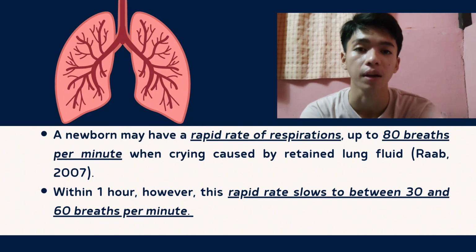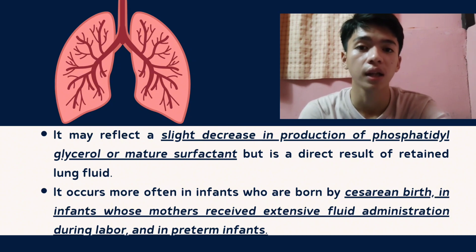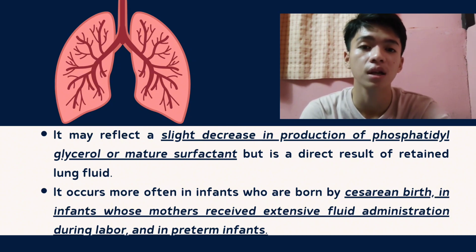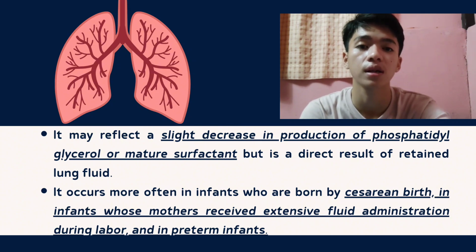of breathing so rapidly. Transient tachypnea may reflect a slight decrease in production of phosphatidylglycerol or mature surfactant, but is a direct result of retained lung fluid. Retained lung fluid limits the amount of alveolar surface that is available for oxygen exchange. This limitation requires an infant to increase respiratory rate and depth of respiration to better use the surface available. Transient tachypnea occurs more often in infants who are born by cesarean birth.